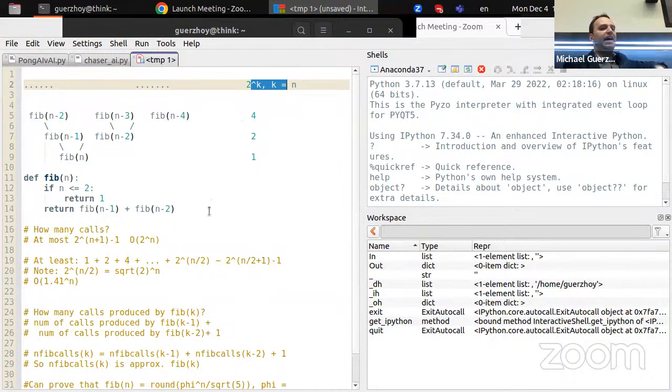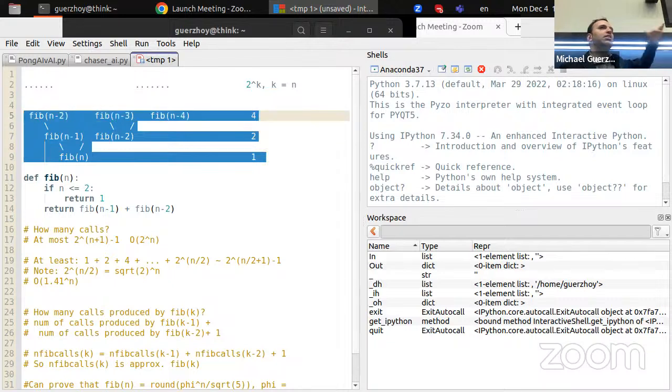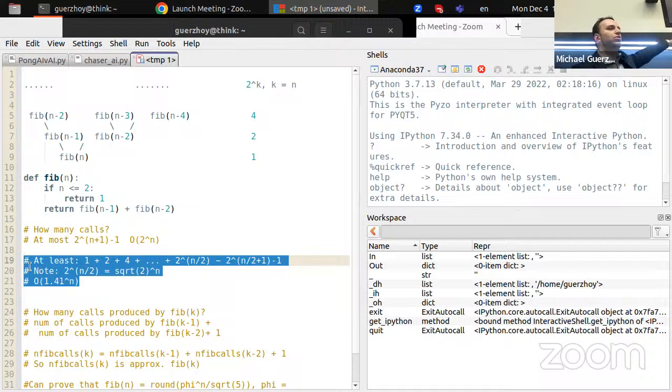And then we say, okay, what's a lower bound? And the lower bound is saying, well, we'll just count the levels where actually there are 2 to the 0, 2 to the 1, 2 to the 2, 2 to the 3, and so on calls where the levels are full. And that worked out to 1.41 to the n. So this is not the upper bound on the runtime complexity. This is an underestimate.